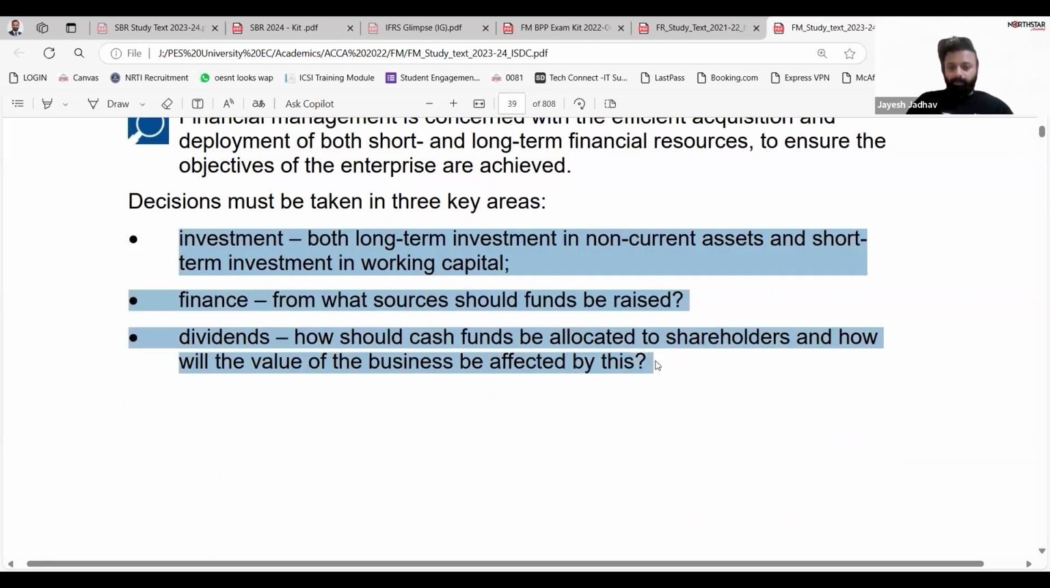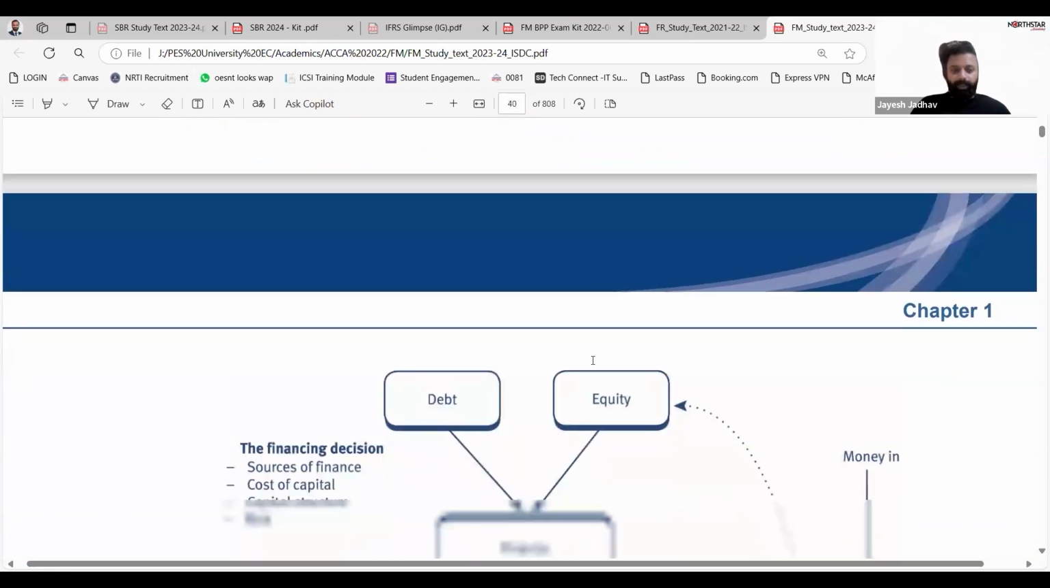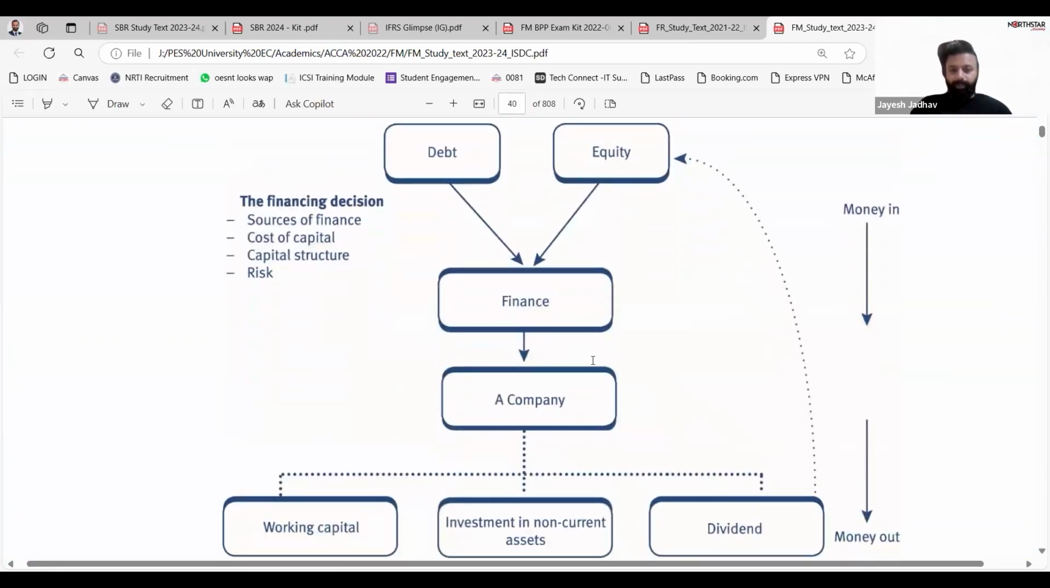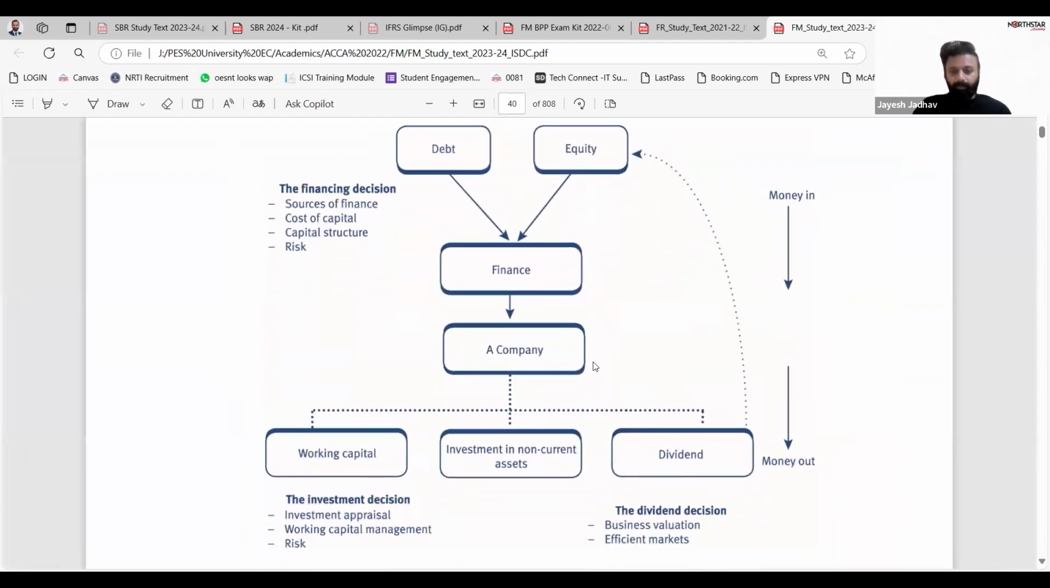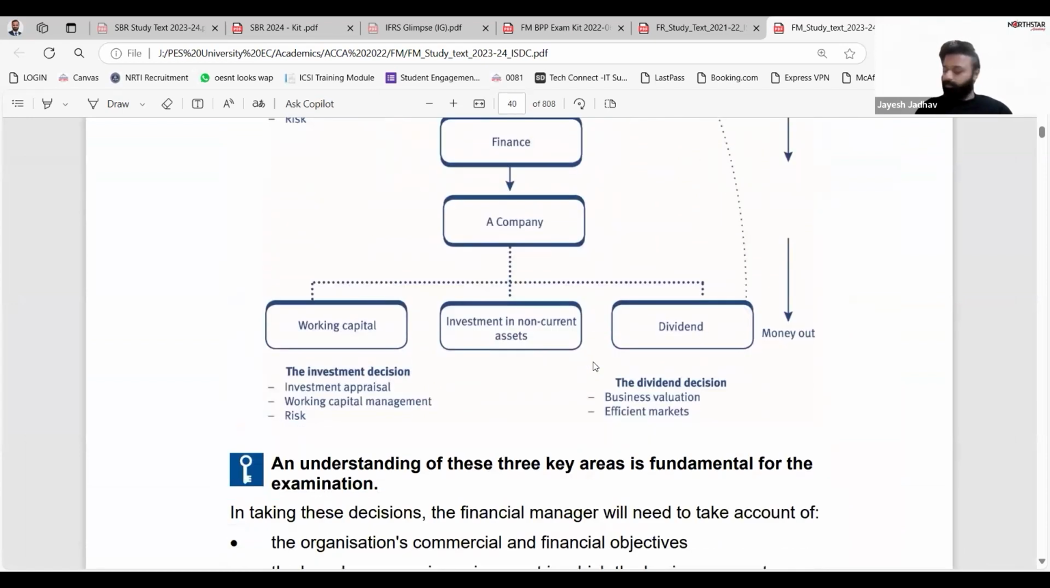Three decisions again: investment, finance, and dividend. This is the same diagram that we saw on the Excel. I just copy-pasted that. Money can be raised either through debt or through equity. Once the finance is received, the company can either invest that in working capital, or invest that in non-current assets, or it can declare a dividend. Usually, dividend is not the option.